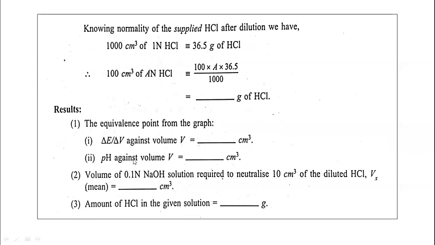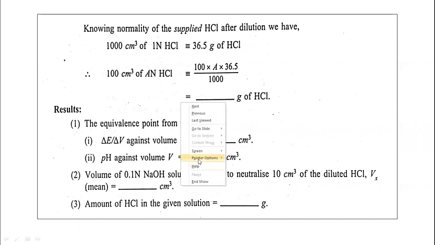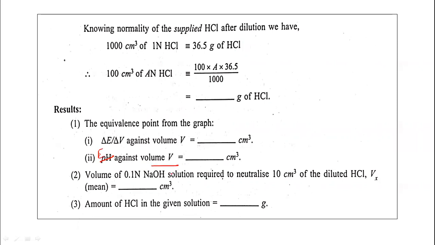Then the second graph is EMF versus volume, not pH. We have to plot the graph of EMF versus volume. We can plot this graph also, no doubt. Let us write here EMF against the volume V. Suppose this is Vx1, this is Vx2. Then the volume of 0.1 normal NaOH required is Vx. We know that Vx is equal to Vx1 plus Vx2 divided by 2. Suppose we get Vx here as 10.0.